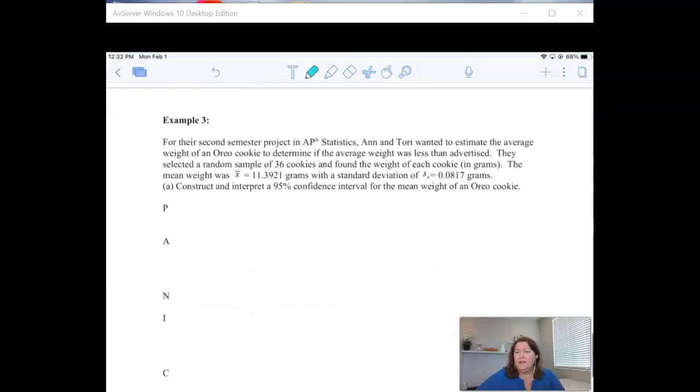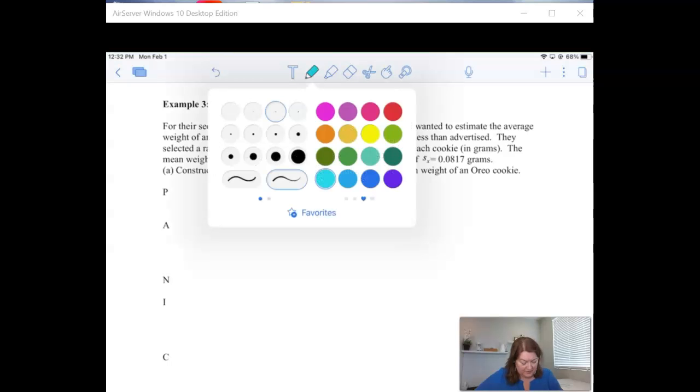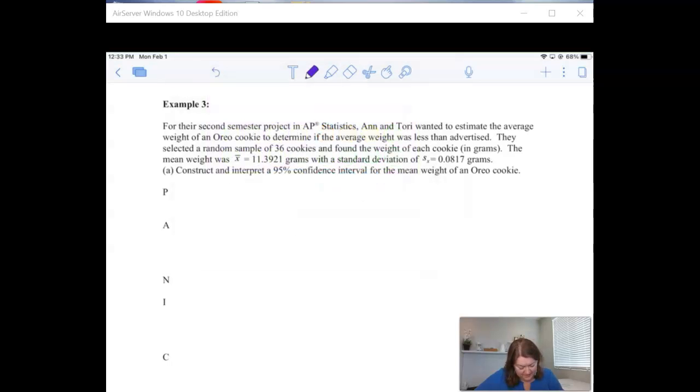All right, so for a second semester project in AP Stats, Ann and Tori wanted to estimate the average weight of an Oreo cookie to demonstrate the average weight was less than advertised. So they think they're getting ripped off by the Oreo company on the weight of the cookies. So they select a random sample of 36 cookies. So I'm going to start going through here and marking stuff up, right? So I can see they did random. I can see 36 cookies is going to be my sample size.